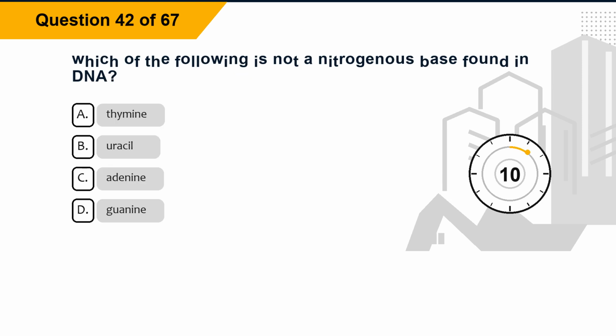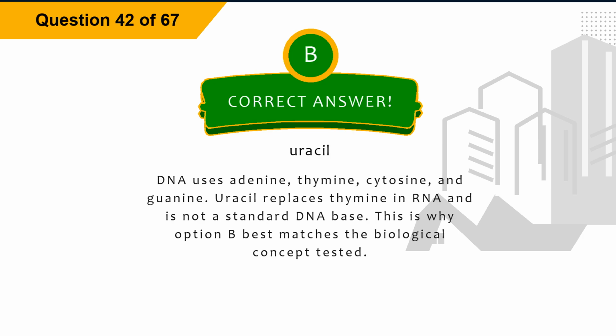Question 42. Which of the following is not a nitrogenous base found in DNA? Option A, thymine. Option B, uracil. Option C, adenine. Option D, guanine. The correct answer is option B, uracil.